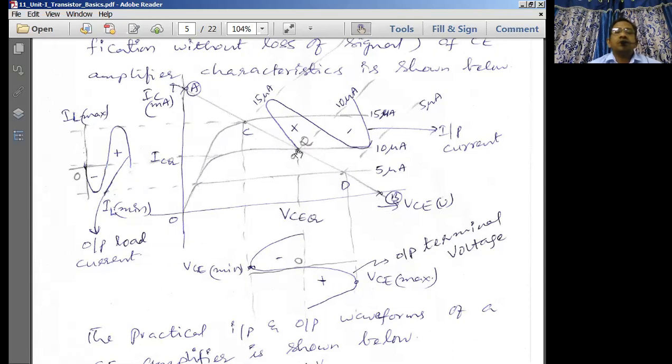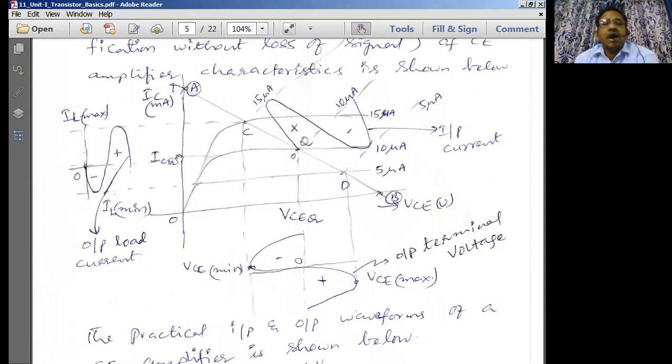So if the Q point is not at the center, say the Q point is nearer to point C, then what happens? The amplified signal will go beyond the saturation region, thereby we get a clipped output current swing and output voltage swing. So therefore we won't get a fruitful amplification. In order to get fruitful amplification, the Q point should always be adjusted at the center of the active region. So this is the concept which we have, and here we have drawn the voltage swings of the current and the voltage of an amplifier circuit.